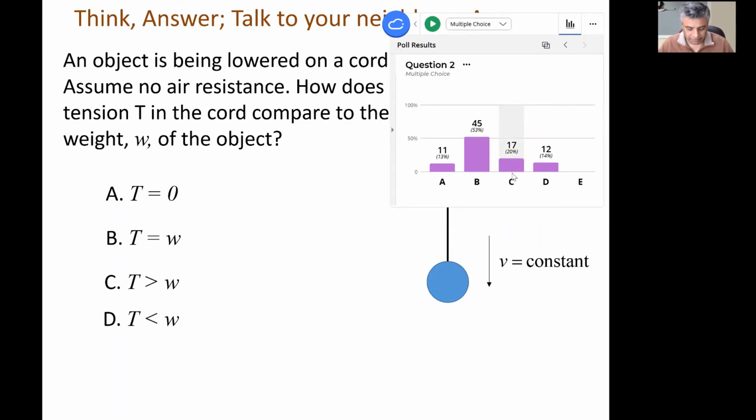It's going down. So shouldn't tension be less than weight? D. So let's suppose I am thinking D as the correct answer. Am I right or wrong? Why? I think you'd be right, because if tension were zero, it'd be free fall, it'd be accelerating. If tension were equal to or any greater than the weight, then it would be holding its position.